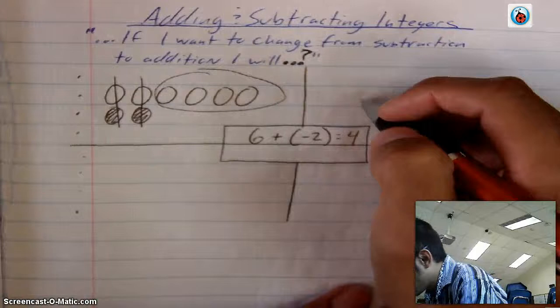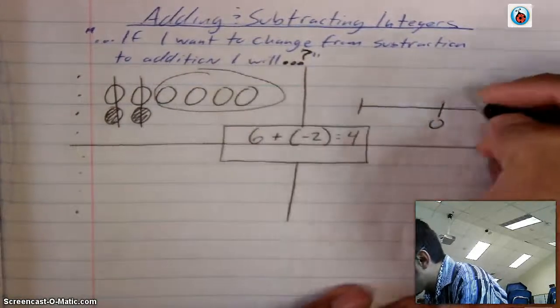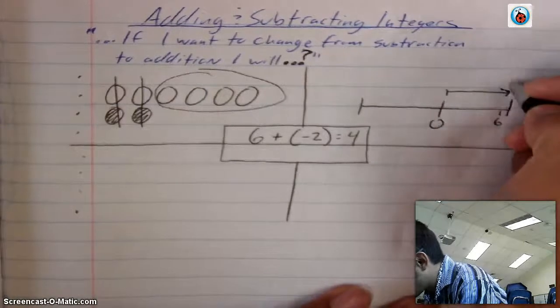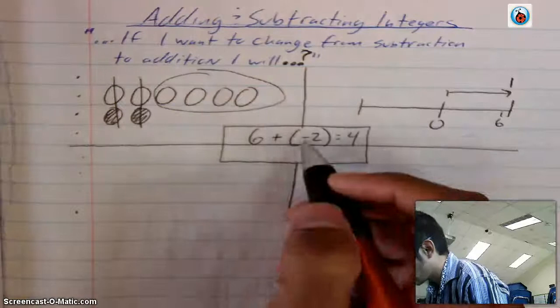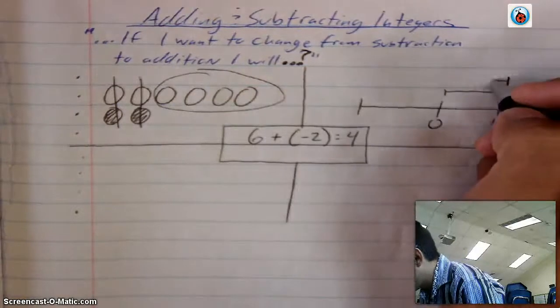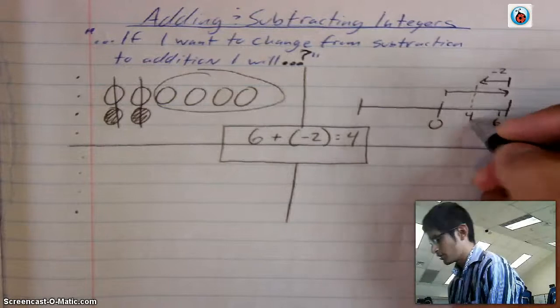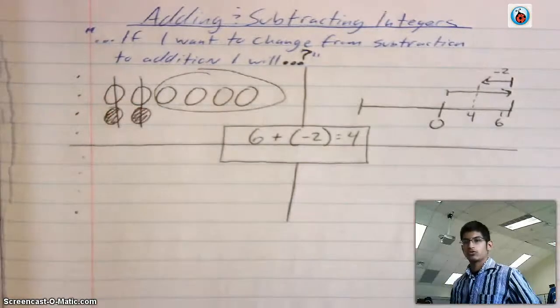Now if I want to do this on a number line, I have a 0. I'm going to move to the first number, positive 6. I'm going to make my second arrow above where my first arrow ended, and I'm going to go backwards 2 spaces. So 1, 2, and my answer is positive 4. So these 2 ways show you why 6 plus negative 2 equals 4.